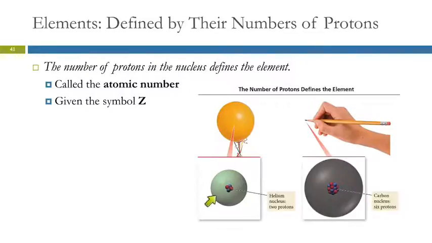So here we have a picture. Here we have helium. In a helium nucleus, there are 2 protons. Every single helium atom has 2 protons in its nucleus, no exceptions. If it only has 1 proton, it isn't helium. Carbon, the graphite in your pencil. Carbon nuclei all have 6 protons.